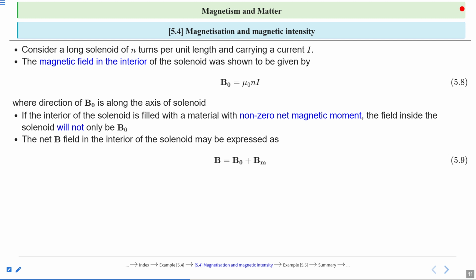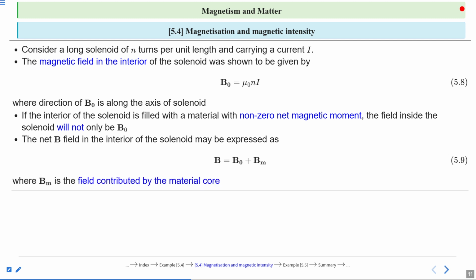Mark it as equation 5.9, where Bm is the field contributed by the material core. Because the core is magnetized, it behaves as a magnet and contributes to the net magnetic field.